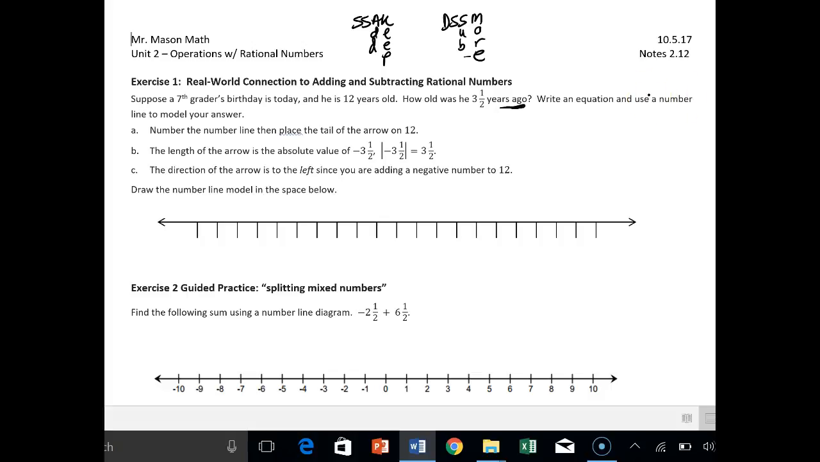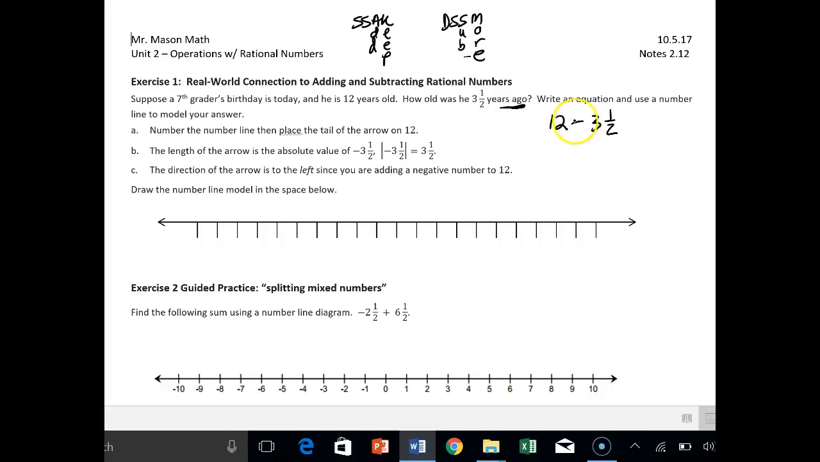So basically what we're really wanting to do right here is 12 minus 3.5, because that's 3.5 years ago. Now there's a whole bunch of different ways we could do this, right? We could say, oh, 3.5, that's really 3 and a half, and we could do 12 minus 3.5. We could keep this as fractions, and we could do it that way. But I really want us to practice splitting a mixed number, and this is what I mean.